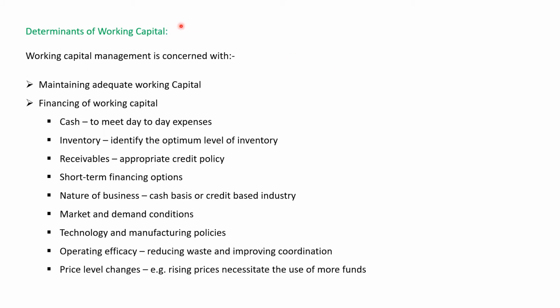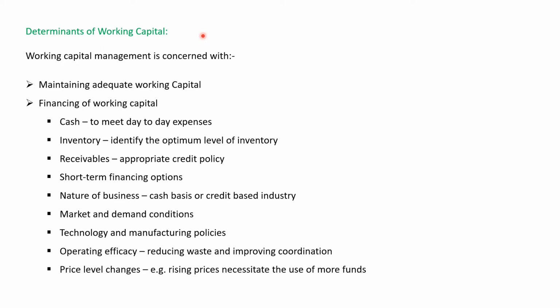Determinants of working capital. Working capital management is concerned with two aspects. One is maintaining adequate working capital, another one is financing of working capital. If adequate working capital is not maintained, then what will happen? We will not be able to pay off our creditors, suppliers. Then suppliers will not supply goods and raw materials to us, and then we will have a shortage of material to service our customers. Hence, adequate working capital is more important.